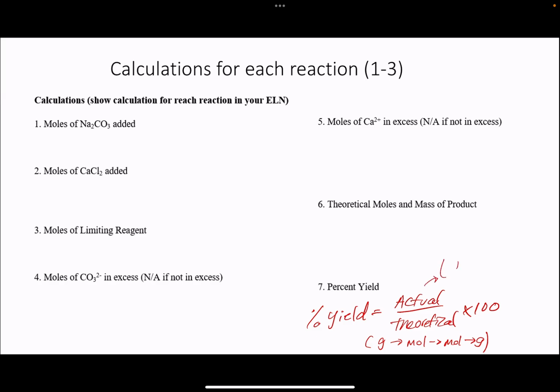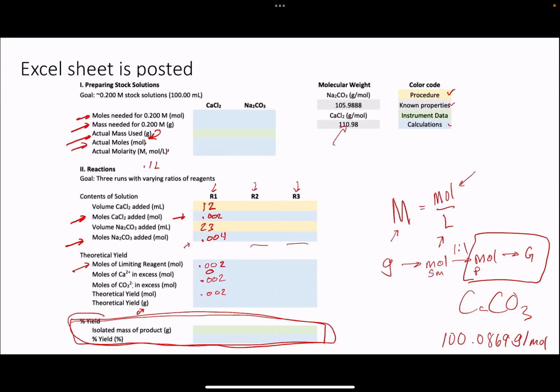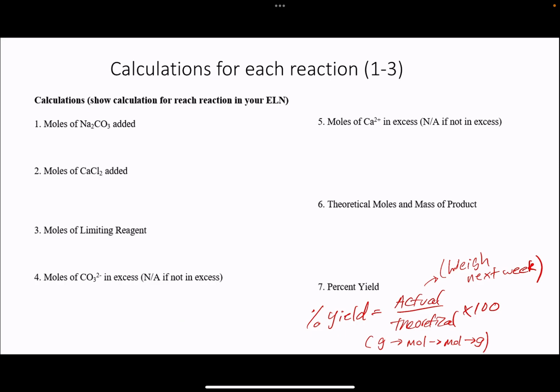And the actual, of course, is what you actually weighed from your experiment. So this is what we will weigh next week. That's what I was saying earlier. We need to just wait on that for next week so that we can plug that number in. But just go ahead and do everything and maybe plug a fake number in there so that when you get that actual number, we can just plug it in and turn it in.